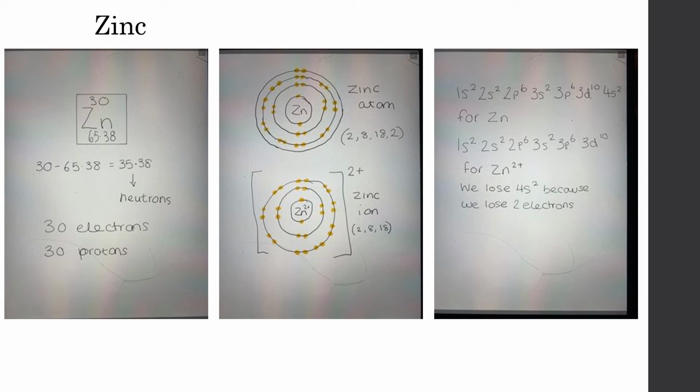Okay, the electronic configuration on here is 1s2, 2s2, 2p6, and so on. As you can see, the last one is 4s2. When it becomes an ion, we have lost the 4s2 because we lose those 2 electrons.